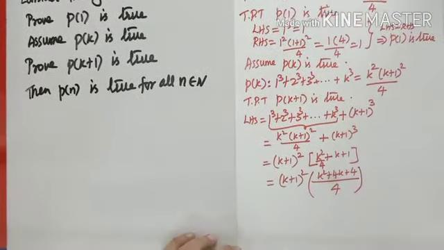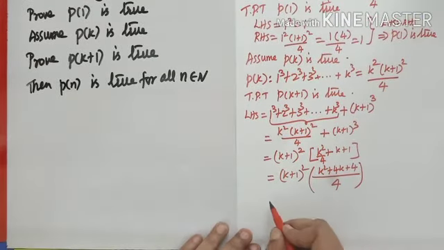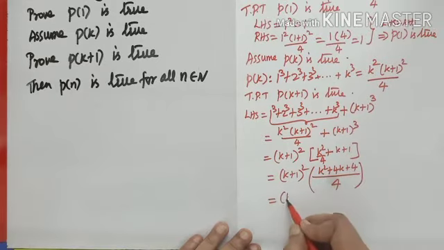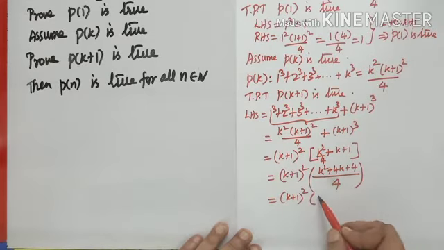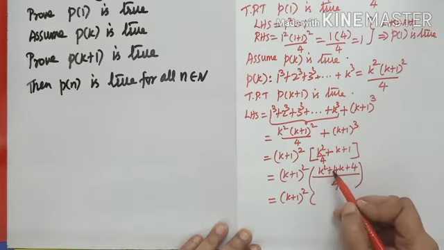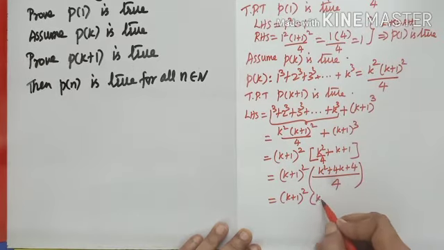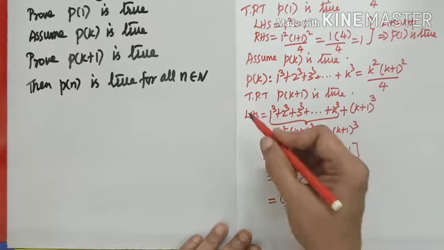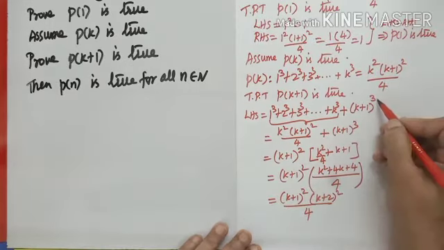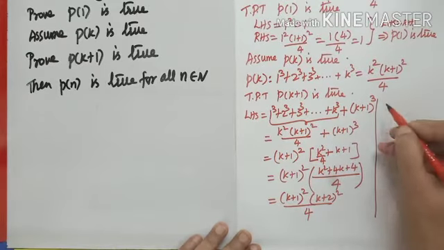What is the next step? You just remember, this term reduces to K plus 1 the whole square into, this is 2 square, this is 2 into K into 2. So it is K plus 2 the whole square by 4. I have done LHS. Let me try out RHS.